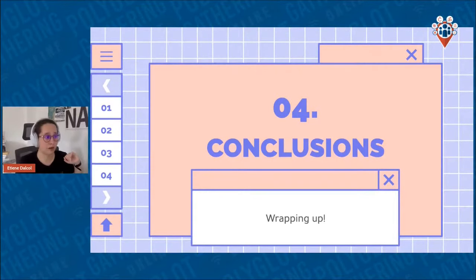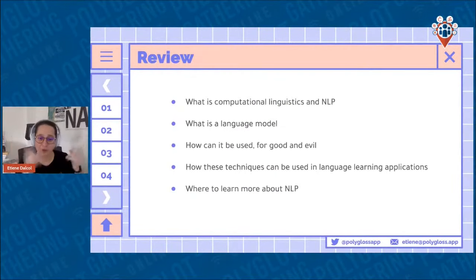Right. So wrapping up, I hope today you learned what is a computation, what is a language model, what is computational linguistics, and how it can be used for good and evil, and paying attention to that, how these techniques can be used in language learning applications, and where to find more about this after the talk. So I hope you enjoyed.